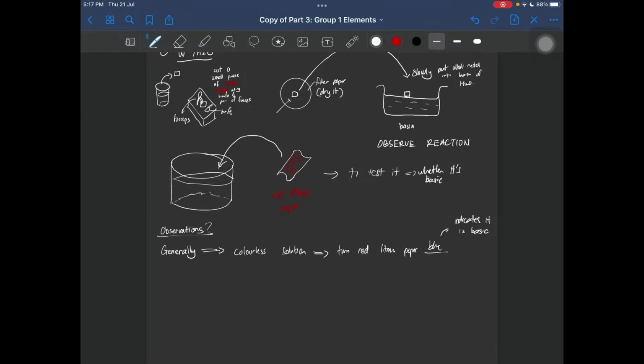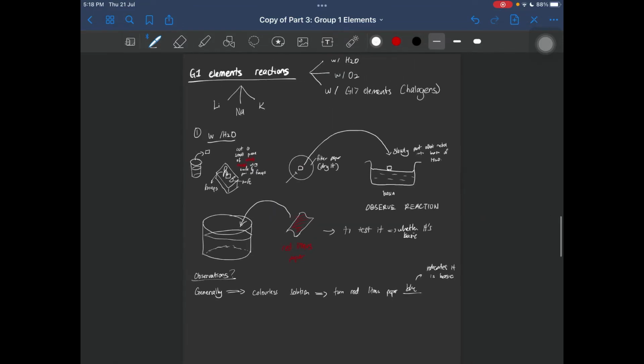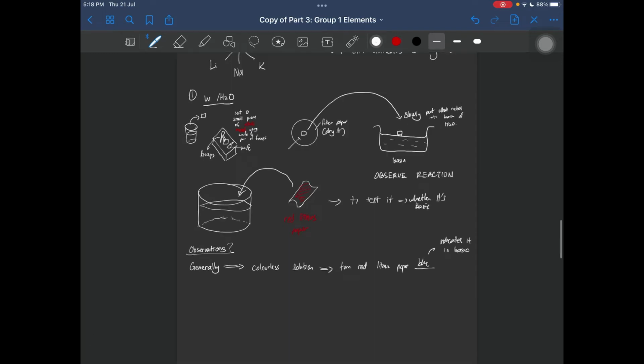Okay, it's going to form a colorless solution and it's going to turn the red litmus paper blue. So generally speaking, that would be the observation that you're going to observe for all three metals. Now we're going to go into detail for each: lithium, sodium, and also potassium.